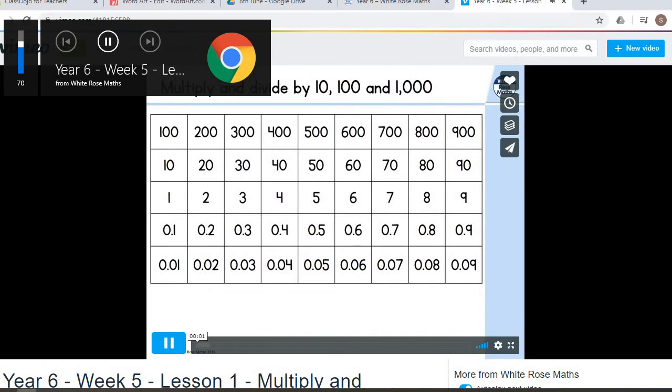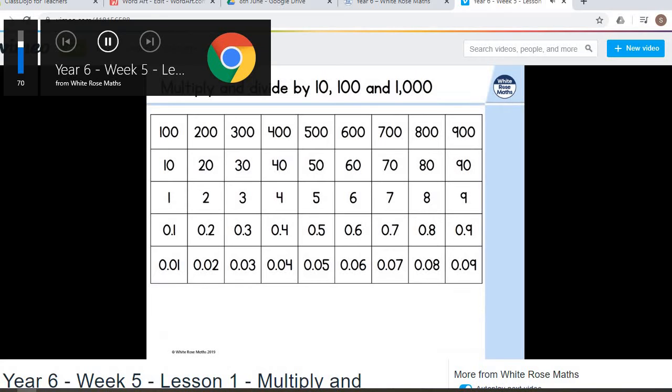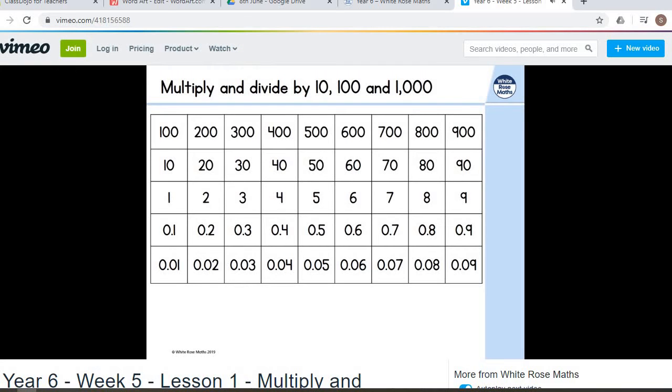Hello there and welcome back. Today I'm going to look at multiplying and dividing by 10, 100 and 1,000. And we're going to use a special chart to help us today. It's called a Gattegno chart if you've never seen one before. I'm going to put 2 counters on it. So one on a 30 and one on a 3.